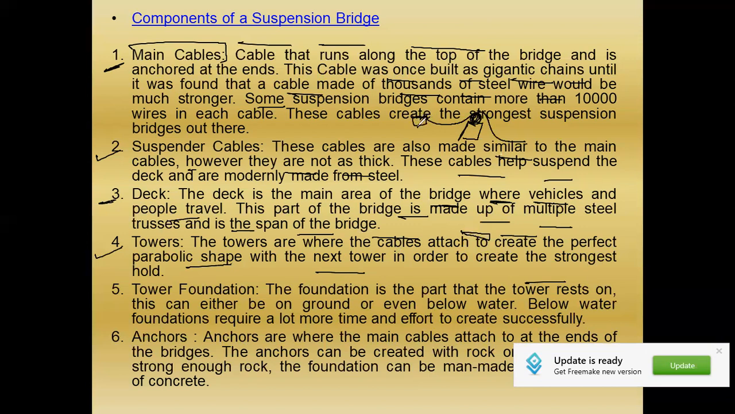One end is a hinge, the other is your roller support, like that. This is the anchor cable, this is the suspension cables. These are nothing but the towers. Then the tower foundation.